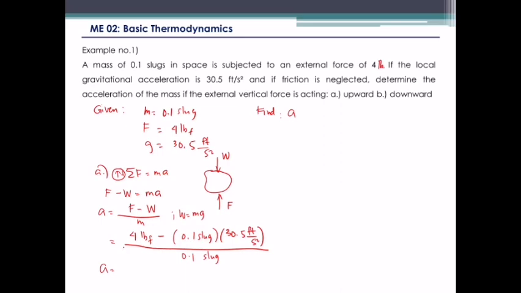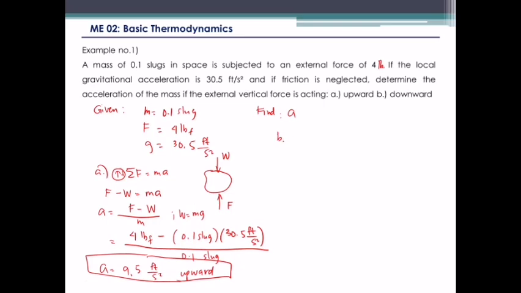Okay, calculate this one. We have 9.5 feet per second squared. It is positive, meaning the acceleration is upward. The weight is 3.05 pound force, and the force applied is 4. So the force upward is greater than the weight, so the mass accelerates upward.